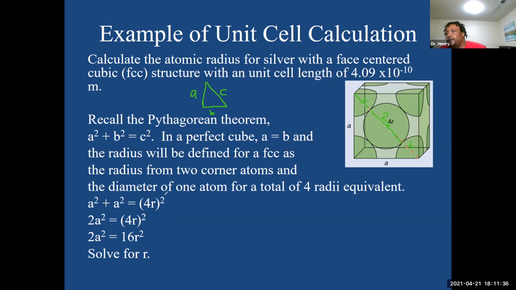If we plug that into our equation here, we know that A and B are going to be equal to each other. So you get A squared plus A squared equals (4R) squared. So then that gives me 16R squared. So then that means, breaking this down, 2A squared equals 16R squared, so A squared equals 8R squared. And if we solve for R, we have R equals A over 2 square root of 2.